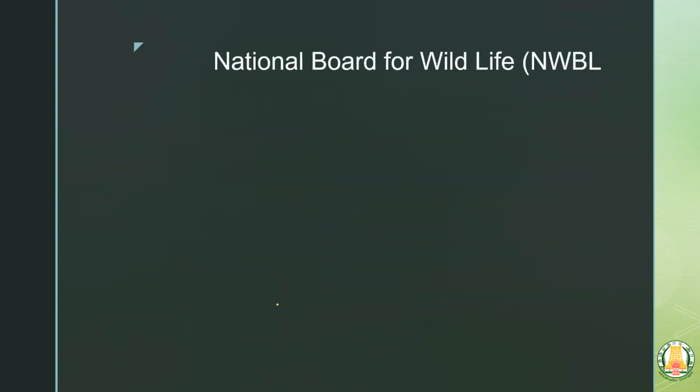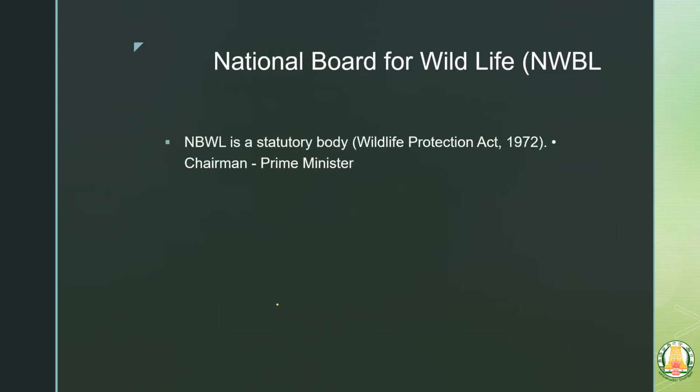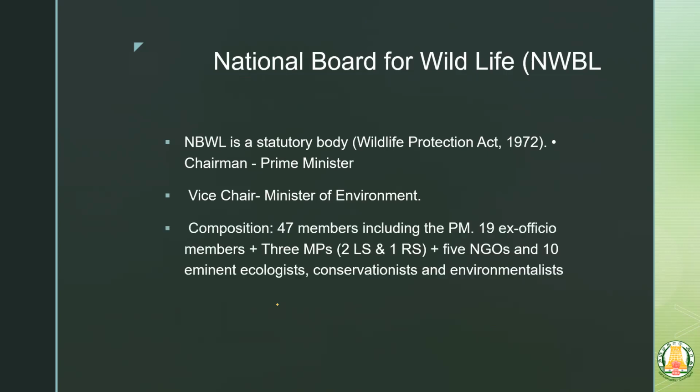There is something called the National Board for Wildlife. It is NBWL, okay, not NWL. So National Board for Wildlife. It is a statutory body under the Wildlife Protection Act. Chairman is the Prime Minister. Remember, friends, Chairman is the Prime Minister. Vice Chairman is the Environment Minister. And the composition is 47 members, including 19 ex-officio members, 3 MPs, 5 NGOs, 10 experts. So there are NGOs, experts, and also ministers.